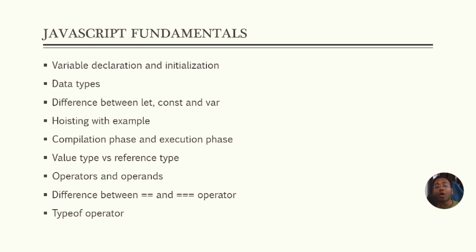Then comes operators and operands. We will be learning the basic operators and operands that you will be using frequently, making your life easy as a programmer. Then we will be learning the difference between 2 very frequently used operators, the double equal to operator and the triple equal to operator, and the fundamental difference between them.